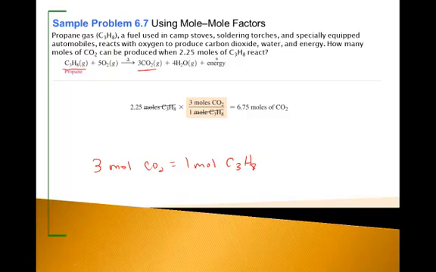And I'm starting out with 2.25 moles of the C3H8. I need the C3H8 on the bottom, so 1 mole there, the 3 moles on the top. My moles would cancel, and I would take 2.25 times 3. And that's going to give me my moles of CO2.